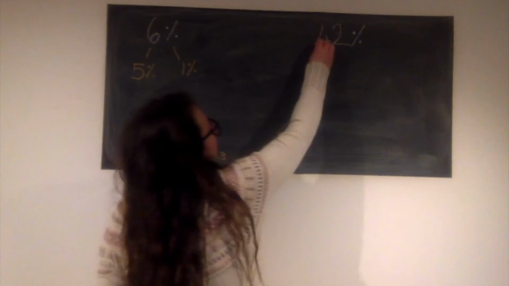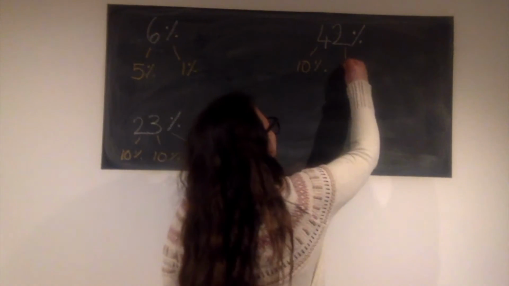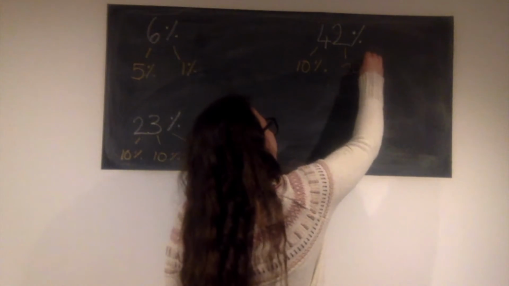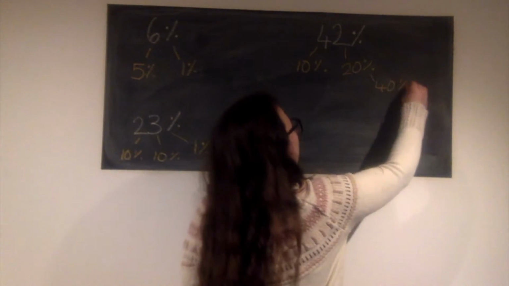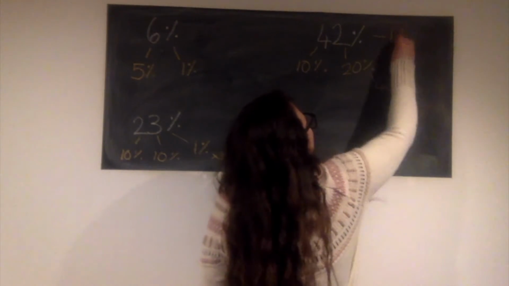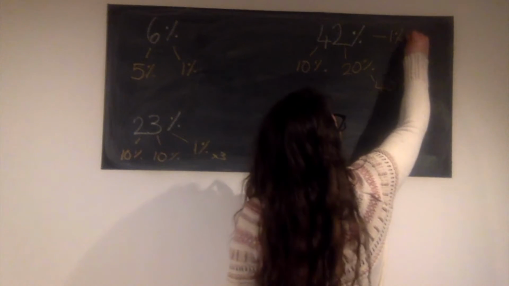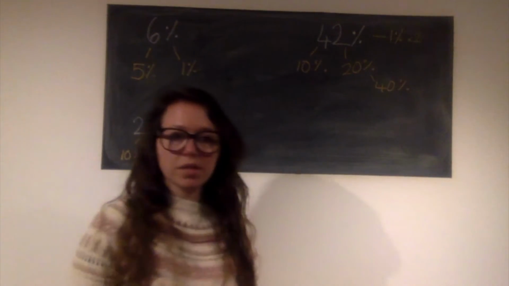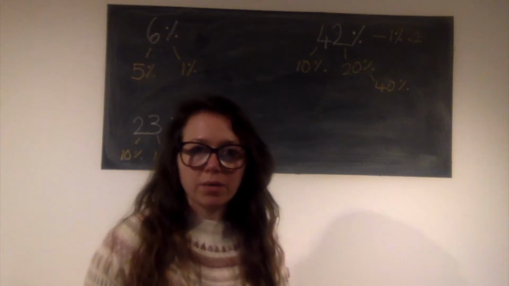Then 42%, same again, so we can find 10%. That will help us to find 20%. Double it to find 40%. And then 2%, find 1%, and double it or times it by 2. Hopefully you got those. Now let's find some wholes so that we can find the percentage of.